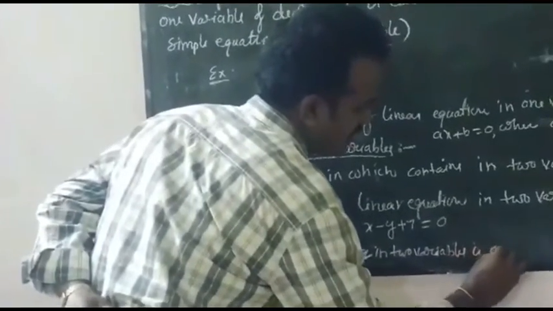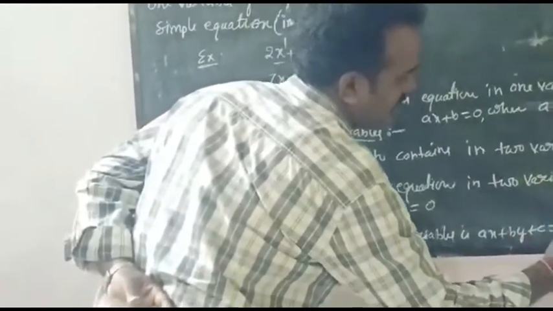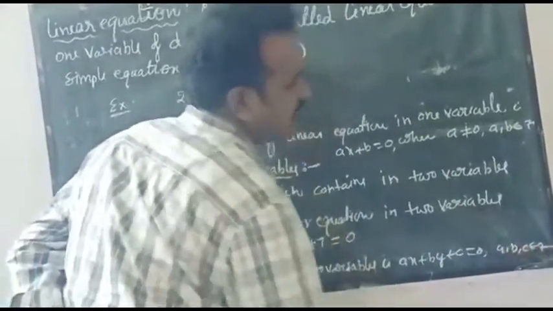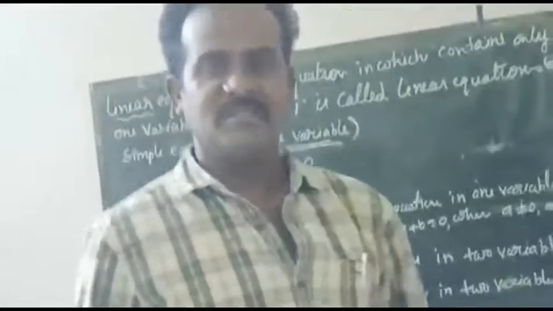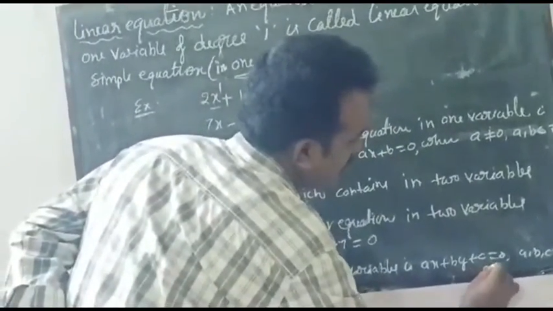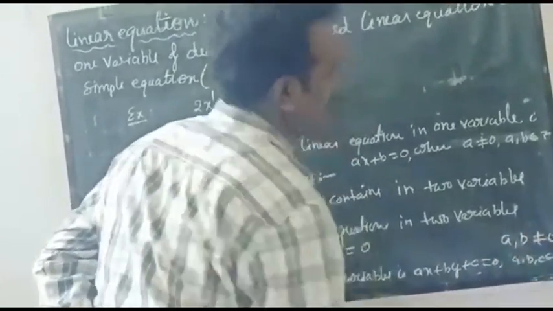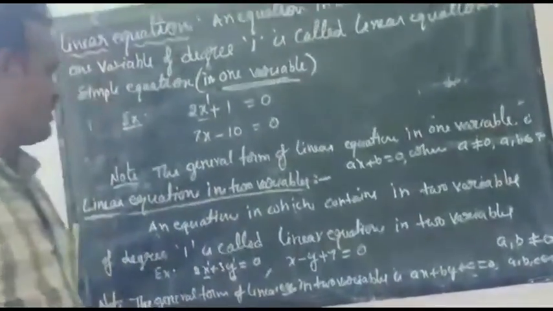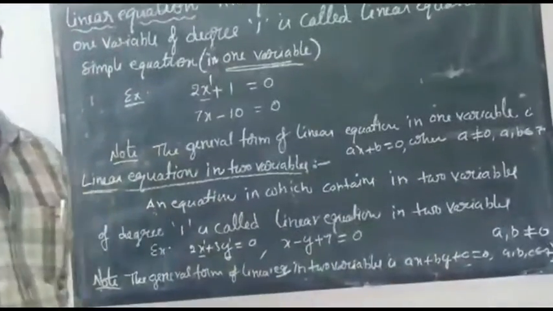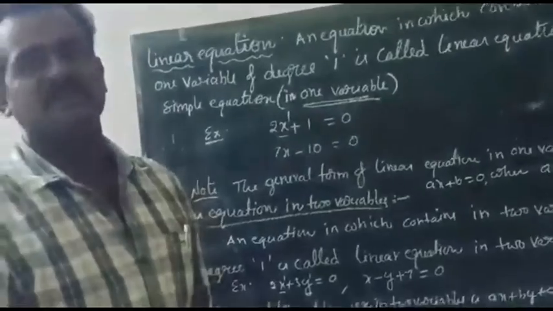Is ax plus by plus c is equal to 0, where a, b, c belong to Z and a, b not equal to 0. The general form of linear equation in two variables is ax plus by plus c is equal to 0, where a, b, c belong to Z and a, b not equal to 0.